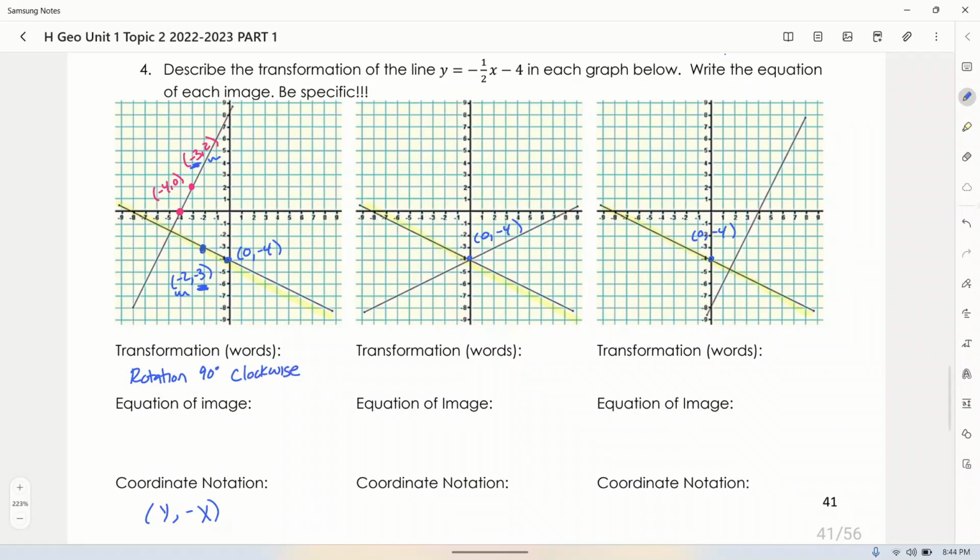Okay. Now let's get that equation. We have 2 points, so I can find a rise and a run, so that's 2. So y equals 2x, and the y-intercept is 8.